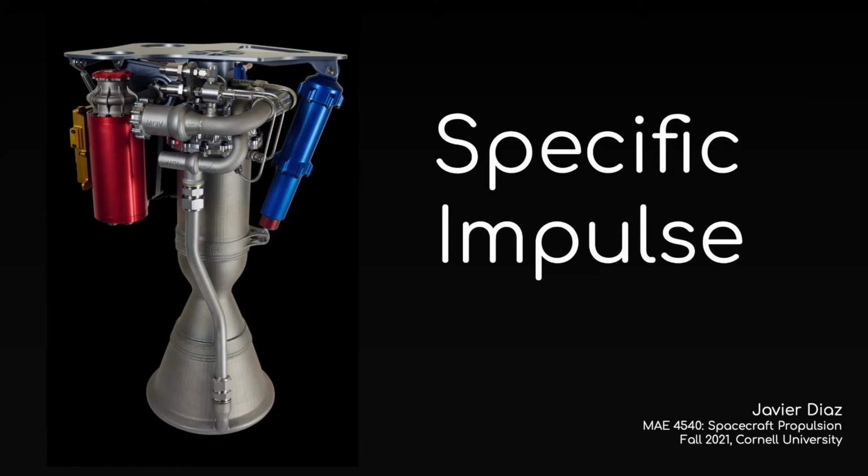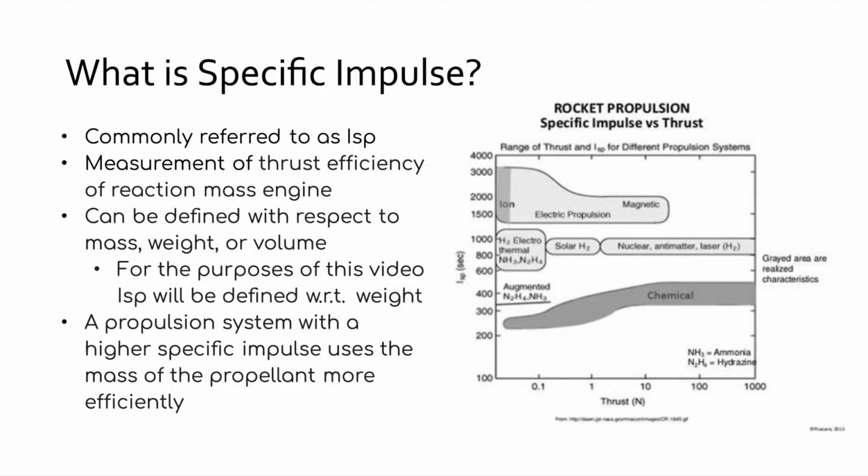Let's talk about specific impulse. Specific impulse is one of many performance parameters of propulsion systems. It relates the force output of an engine, known as its thrust, to its propellant consumption. Usually it's defined with respect to propellant weight, but can also be defined with respect to propellant mass or volume. In this video, I will talk about weight-specific impulse.